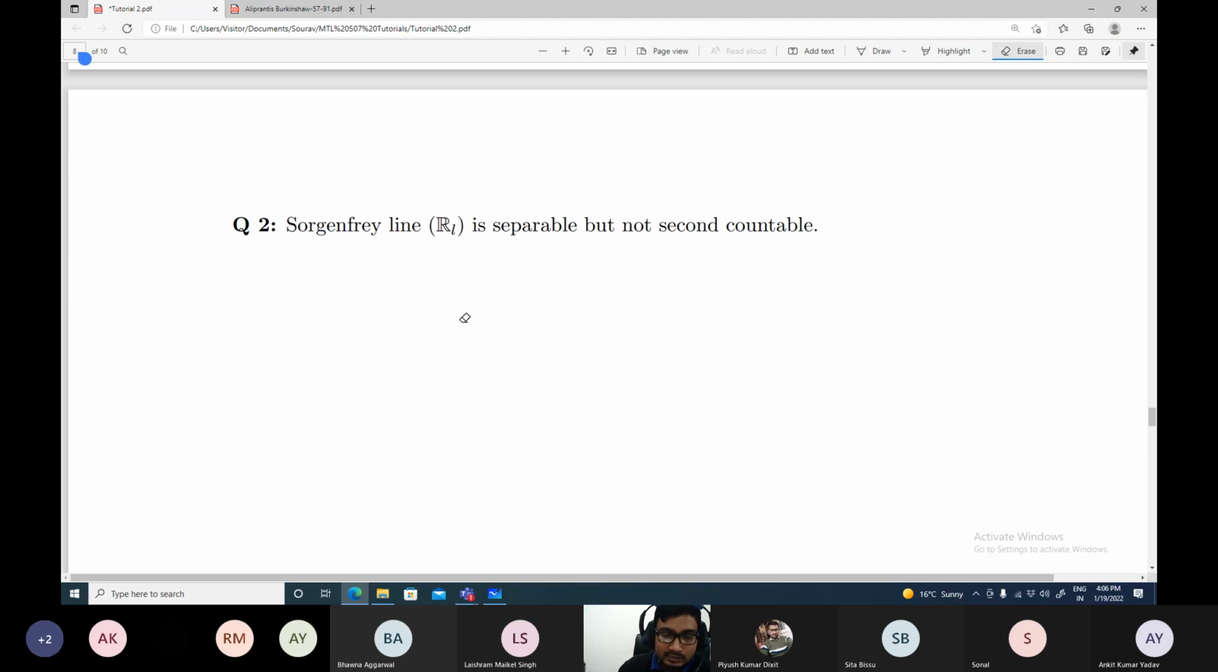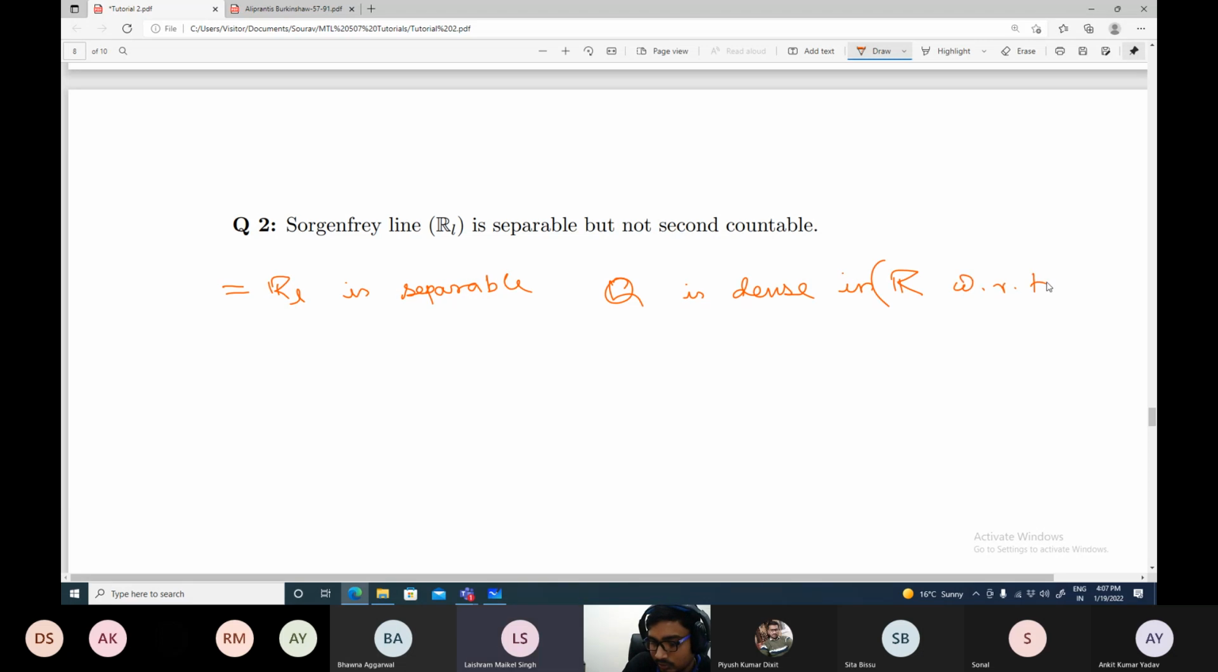The next one, again, was an exercise for you. The Sorgenfrey line, the lower limit topology on R_L, is separable. Can you see this one? R_L is separable. How? Quickly. Q is dense, sir. So your claim is that Q is dense in R_L. Let me write it simply as R_L.